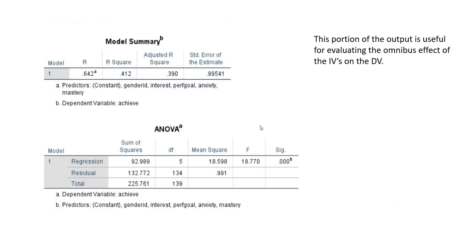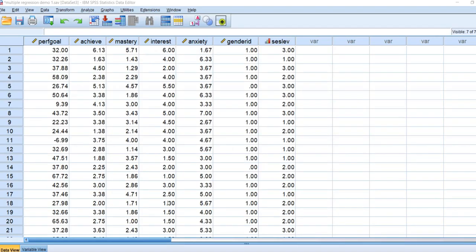So at any rate, before we get started looking at interpretation, let me run the analysis, or go through those steps in real time using SPSS. So here is our data in SPSS. We have performance goals, achievement, mastery, interest, anxiety, gender identification. This last variable is not going to be included.